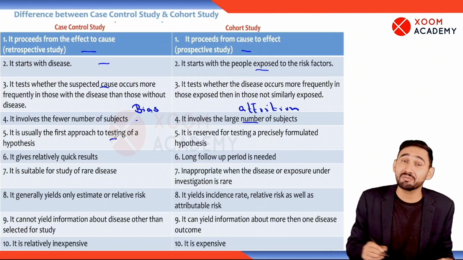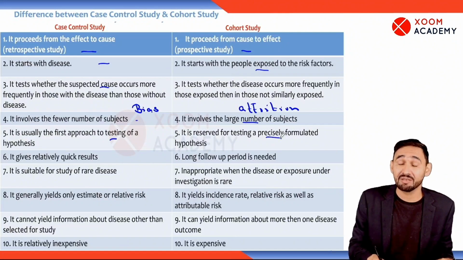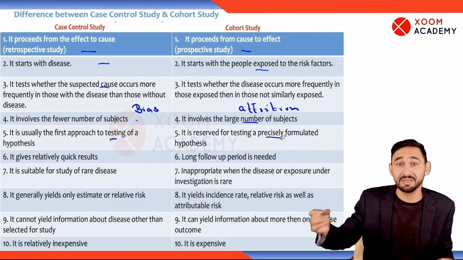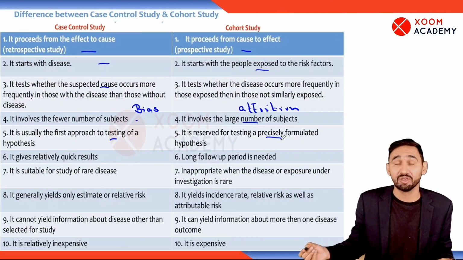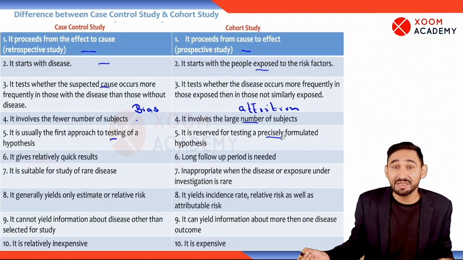And case control study is the first approach of testing hypotheses. We need to see a hypothesis. Or we can say that for certain cancers, we need to conduct a case control study. And in cohort study, we need a precise hypothesis. Like we need to know that this exposure leads to this outcome, or this exposure can cause this disease, or we can say that exposure to smoking, exposure to alcohol can lead to esophageal carcinoma. We need evidence. Or we can say that obese people can develop ischemic heart disease.